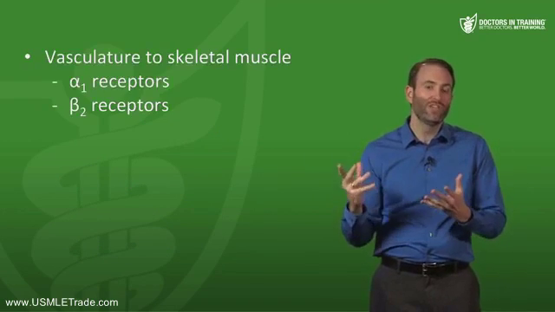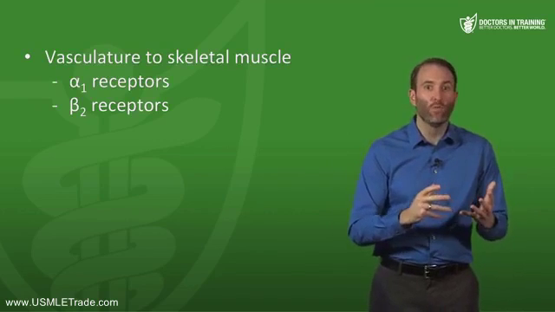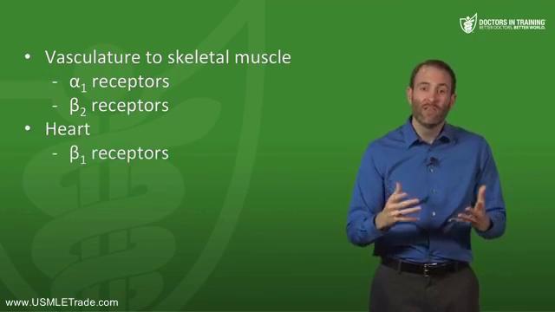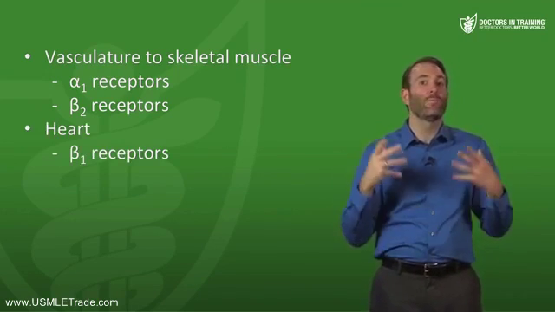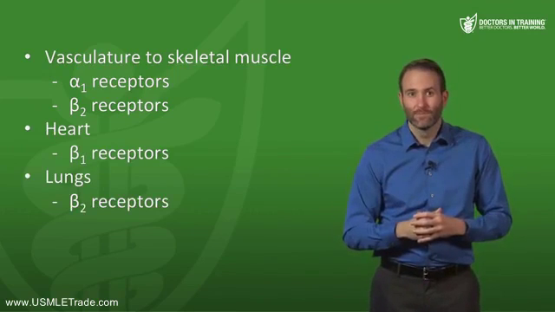Now, adrenergically innervated organs tend to have a predominance of one type of receptor. For example, tissues such as the vasculature to skeletal muscle have both alpha-1 and beta-2 receptors, but the beta-2 are probably going to predominate. The heart, as we said before, contains a lot of beta-1 receptors, and then the lungs have a whole lot of beta-2 receptors.